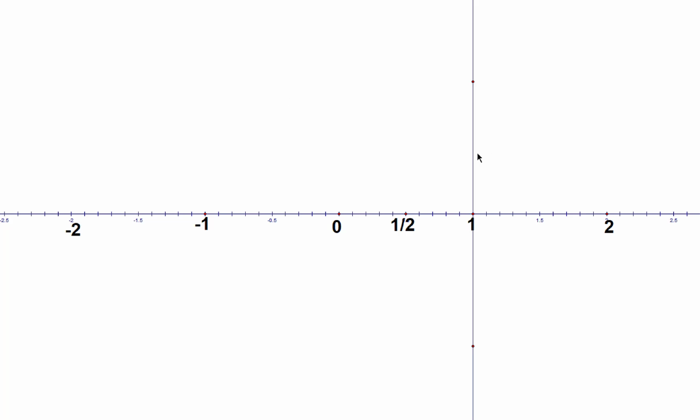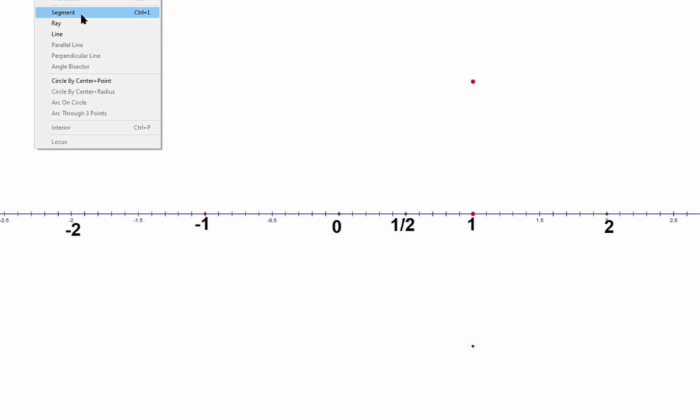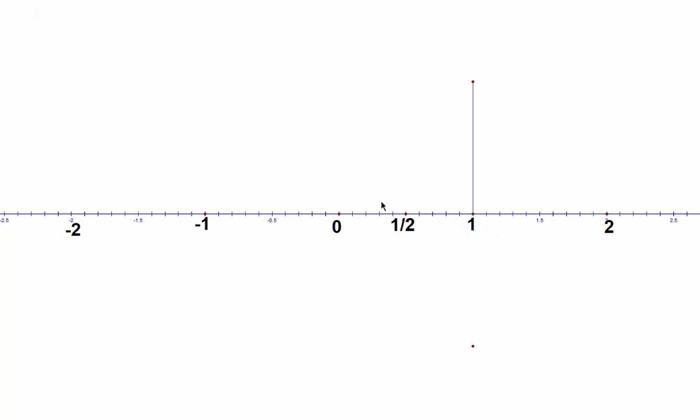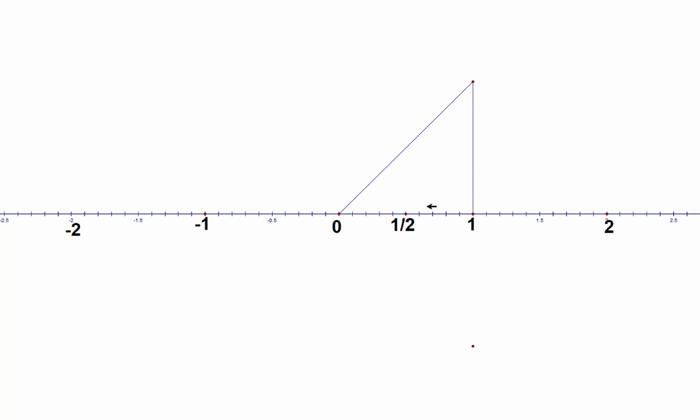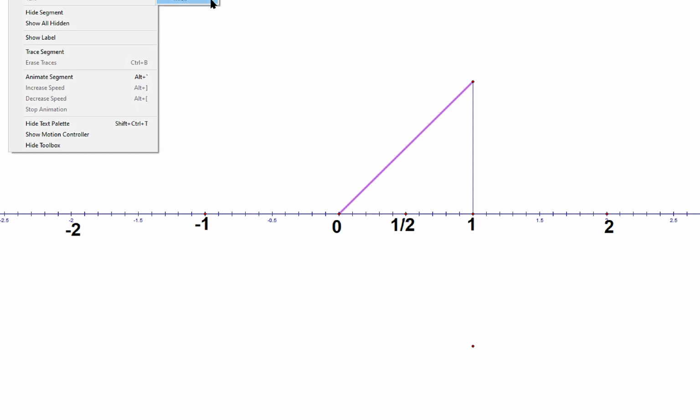Okay, let's just remove the perpendicular line. Now notice that this is a segment perpendicular to the number line, which equals 1 in length. Once that happens, if you construct this diagonal, by Pythagoras theorem, what would the length of this be?